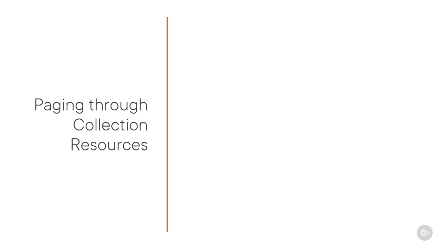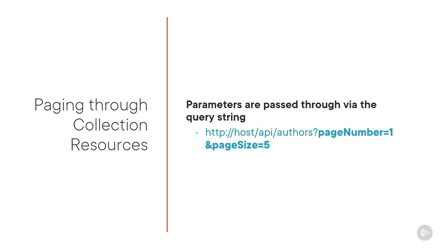Pagination parameters are typically passed through via the query string. That means that these are not resources in their own right. They're parameters that manipulate the resource collection that's returned. As far as paging is concerned, the consumer should be able to choose the page number and page size.